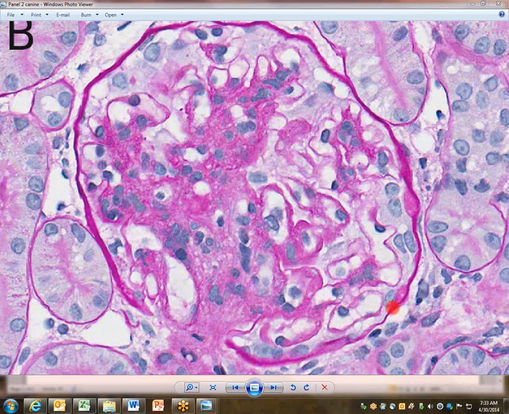It's hard to really evaluate the glomerular basement membrane. Sometimes it looks like normal thickness. Sometimes it looks a little mildly thickened. And if we go to the silver stain, George. Yep.